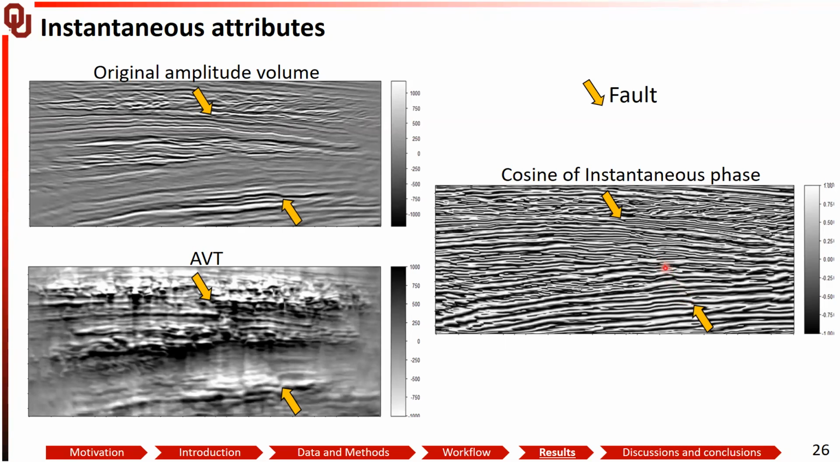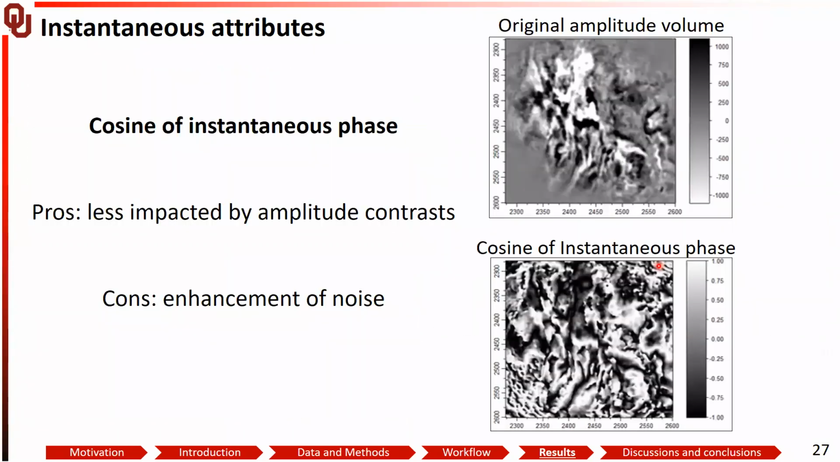But what I also want to emphasize is that we cannot use only one attribute. For example, the cosine of instantaneous phase has this nice visualization in a vertical section, but when we see it in a time slice, like here, close to the edge of the survey, we are going to emphasize noise. So these different attributes, each one has some pros and cons, but the cosine of instantaneous phase is a good attribute, especially when we are going to work really focused on the reservoir in the area of interest.